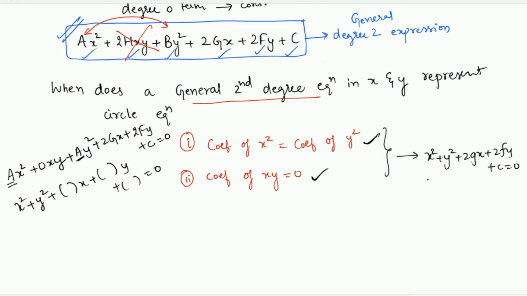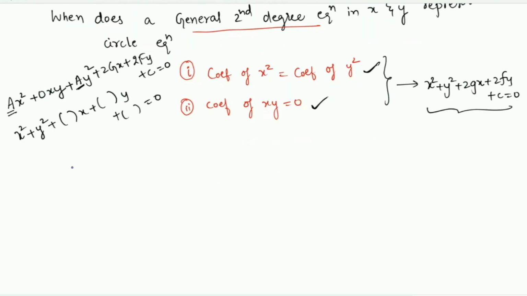Okay, that means it is representing a circle equation. Then immediately the next doubt would be what? Okay, sir, you are saying x square plus y square plus 2gx plus 2fy plus c is equal to 0 will represent the equation of any circle. Okay, then for this circle, what is the center and what is the radius? That would be the next doubt. What would be the center here and the radius?